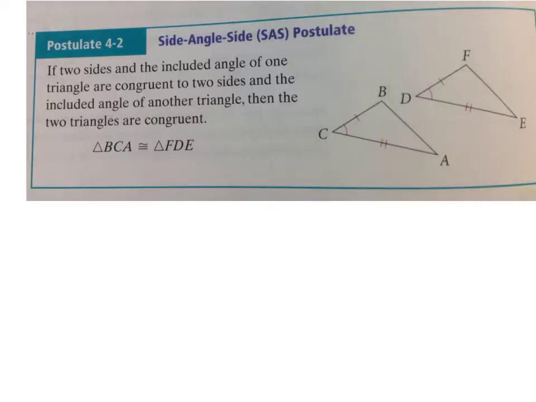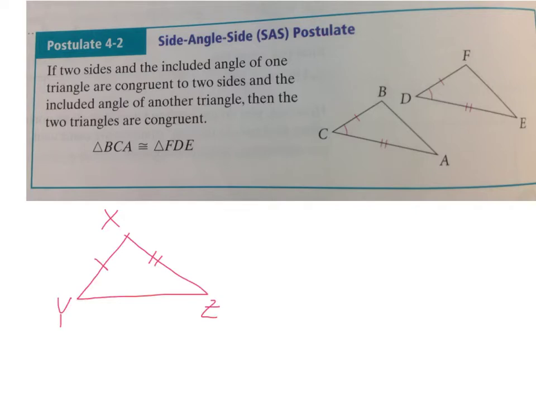Our next postulate in this lesson is the side angle side postulate, which states if two sides and the included angle of one triangle are congruent to two sides and the included angle of another triangle, then the two triangles are congruent. First, I want to make sure you completely understand what we mean by included.